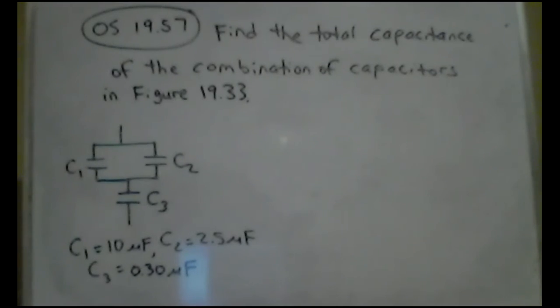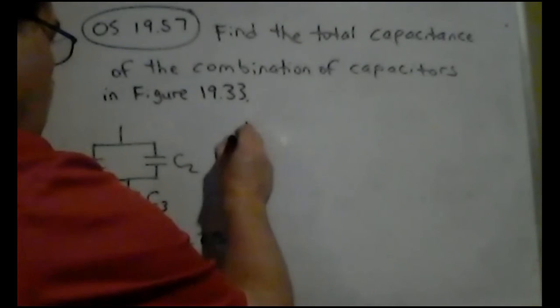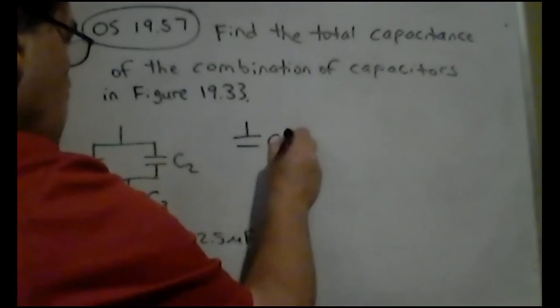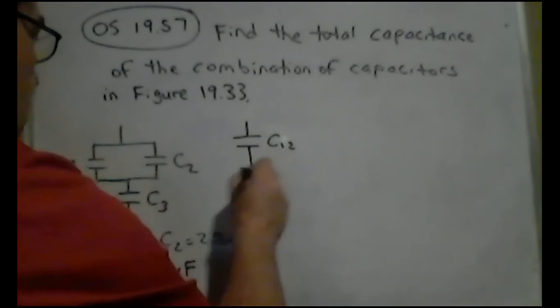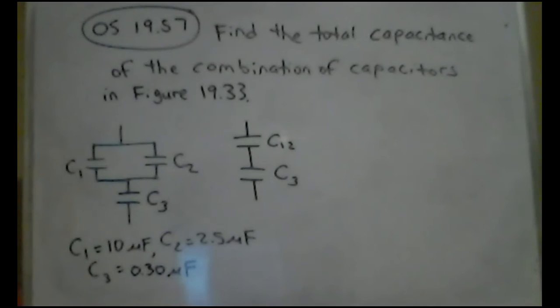So, the first thing I want to do to simplify this circuit, again, every single circuit I draw is equivalent to the previous one. I have two capacitors that are in parallel, and I want to draw another circuit. It looks like this. I'm going to combine these two that are in parallel. I'll call it C12, and I'll leave C3 alone. And so I really want to make this particular new circuit. This is the equivalent circuit. How do I figure out C12?